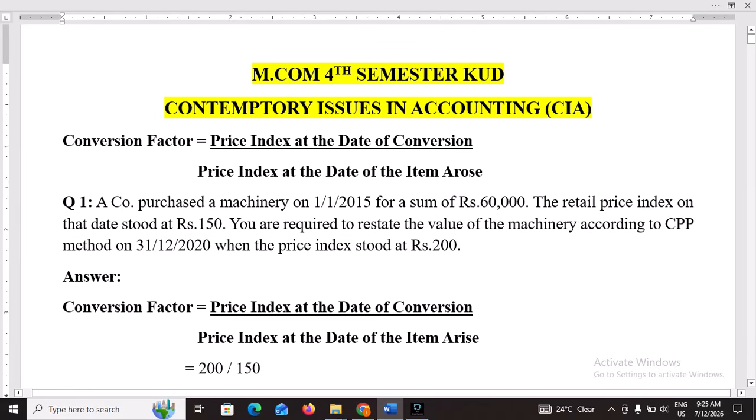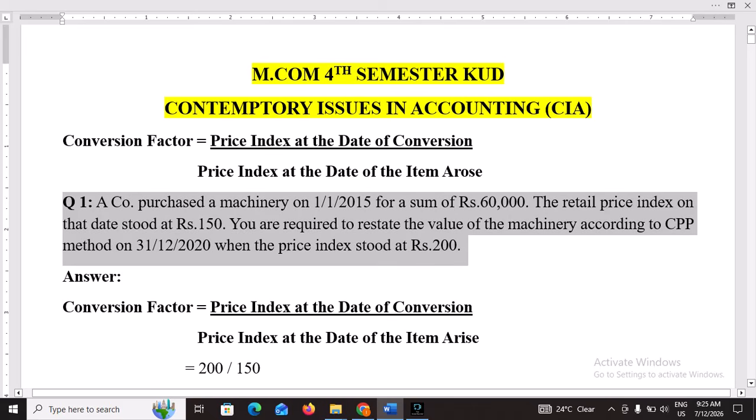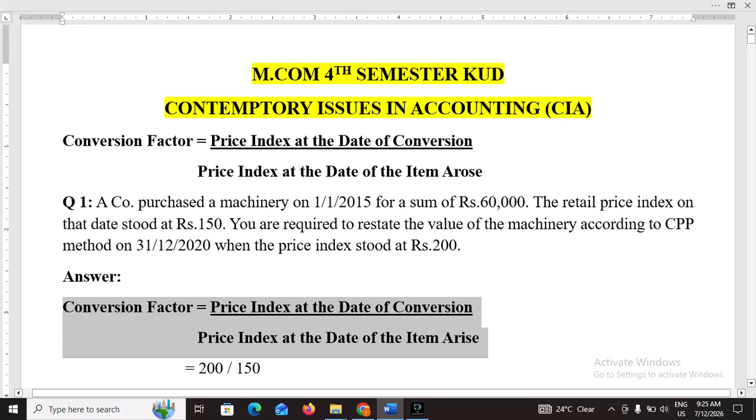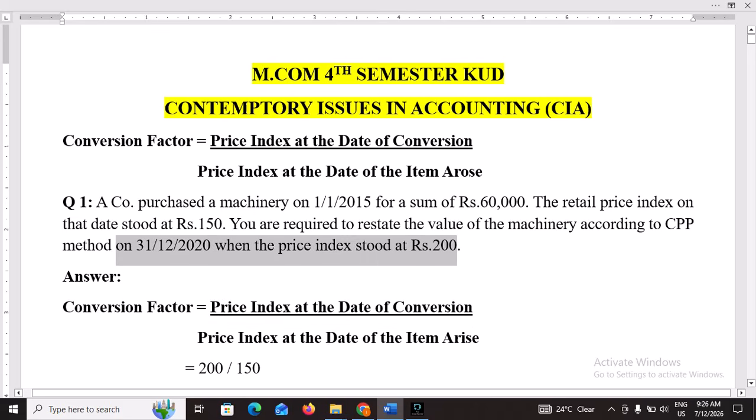Okay, CPP method. This is a simple problem for 5 marks, I think. So conversion factor is equal to, same formula, price index at the date of conversion. Price index at the date of conversion means the closing price index. How much is it? 200. So write 200. Divided by the price index at the date the item arose.